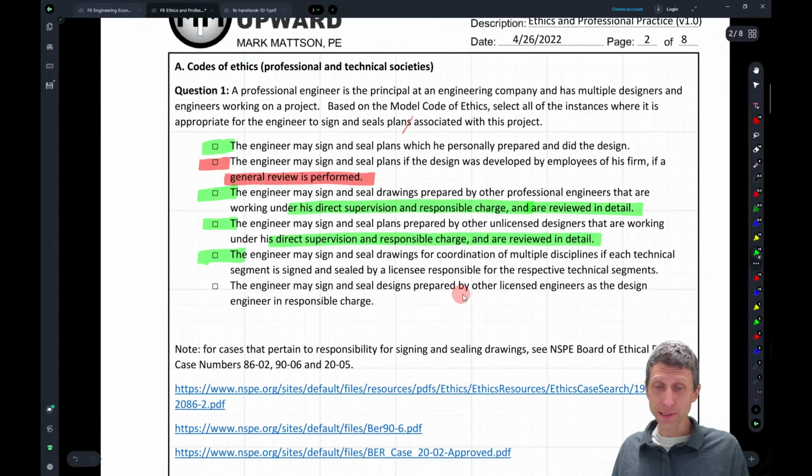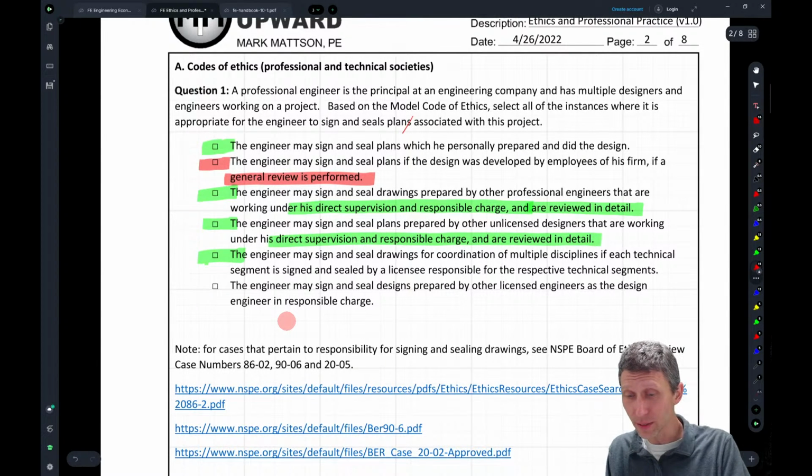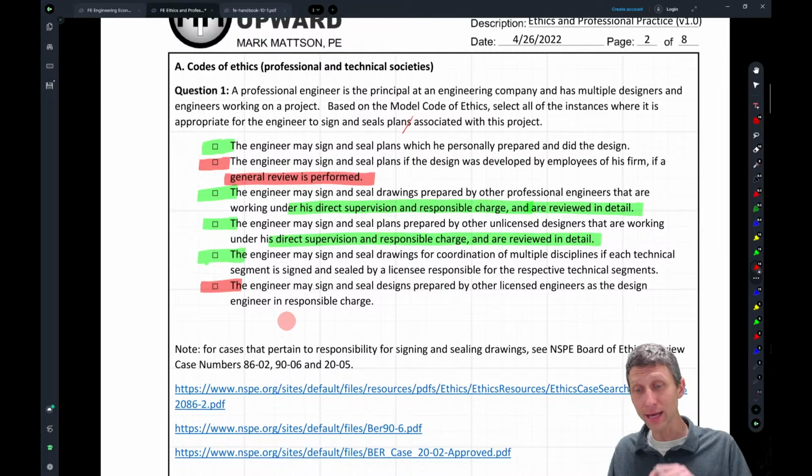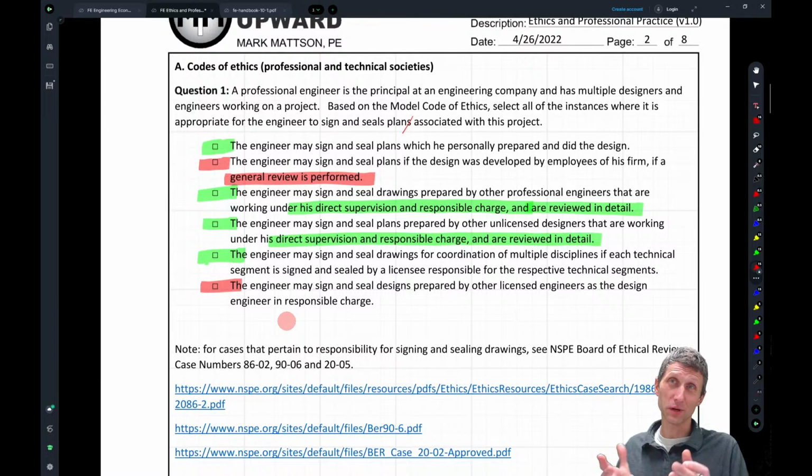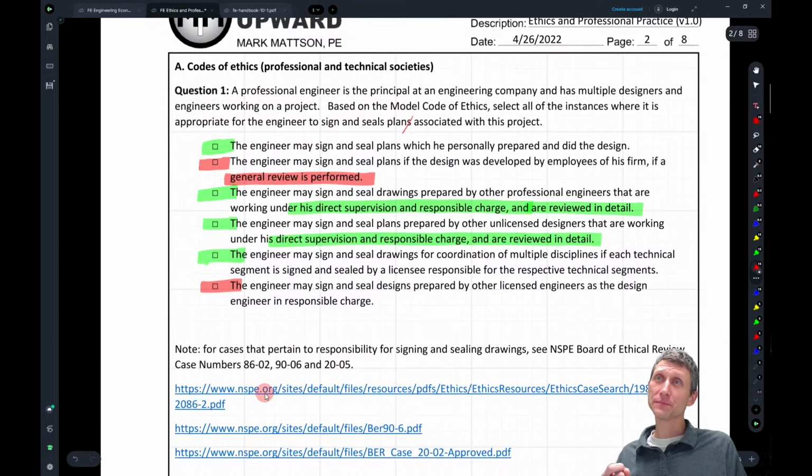And the engineer may sign and seal designs prepared by other licensed engineers as the design engineer in responsible charge. And again, unless they're doing that review, unless they actually have design input, I'm going to say no. Just because the licensed engineer is doing it doesn't make it okay unless you're actually under the supervision of that person and actually doing the work. So I don't know, maybe you have differences of opinion on this. Maybe the Board of Ethical Review would look at this and be like, some of the wording in there is a little tough, but that's where I'd point you back to NSPE, and I'd say go look at what they have to say.